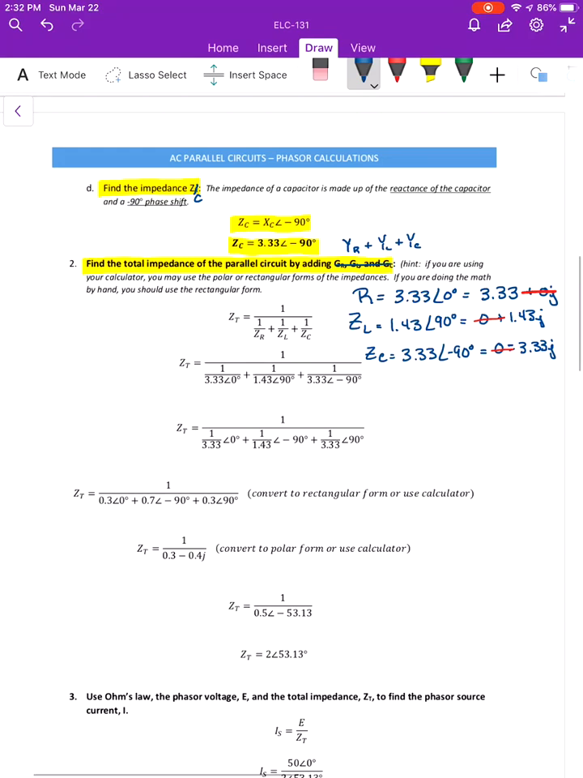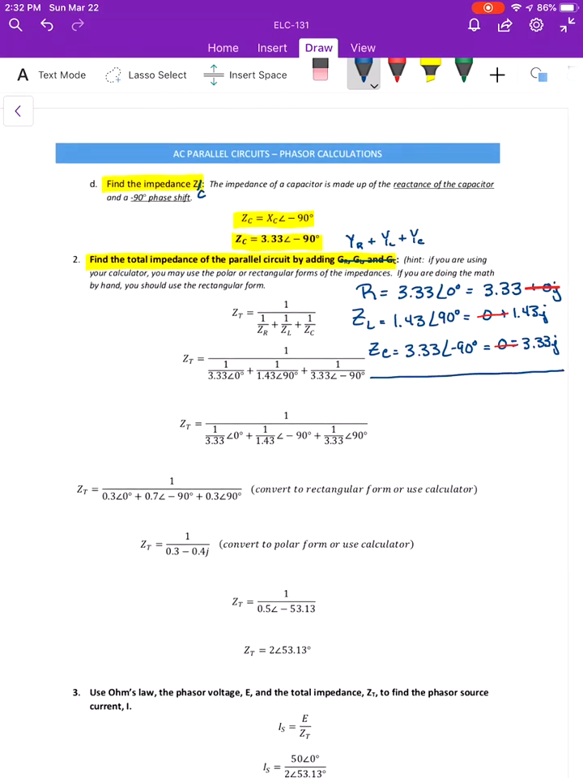So if I were to put this into my calculator, here's how I would do this. Remember, this is how you combine parallel resistors. We're going to do the same thing for AC with our impedances. The only difference is these are complex numbers that we're working with. That's the only difference. So here's how I would enter this.